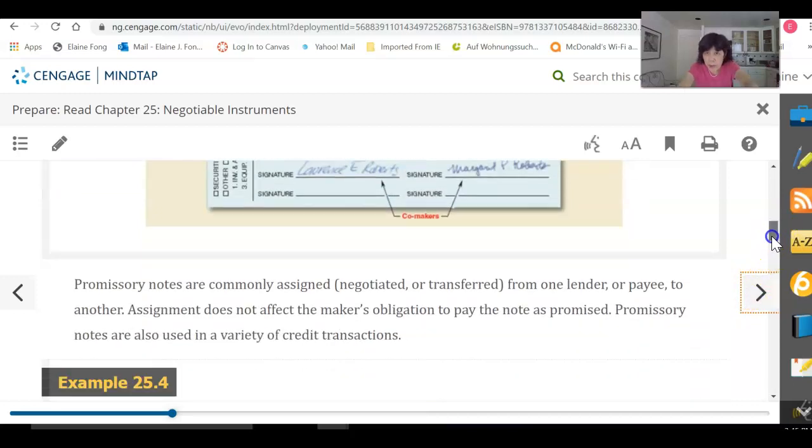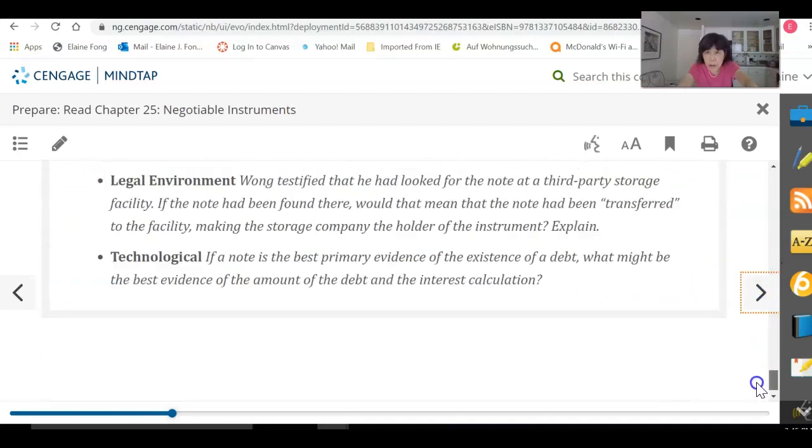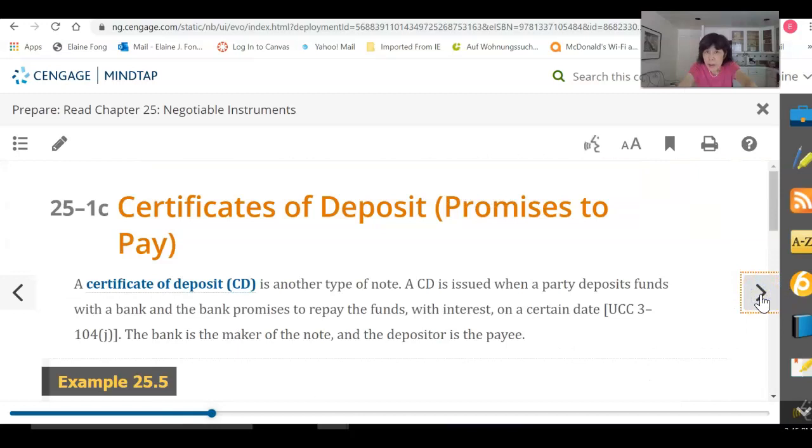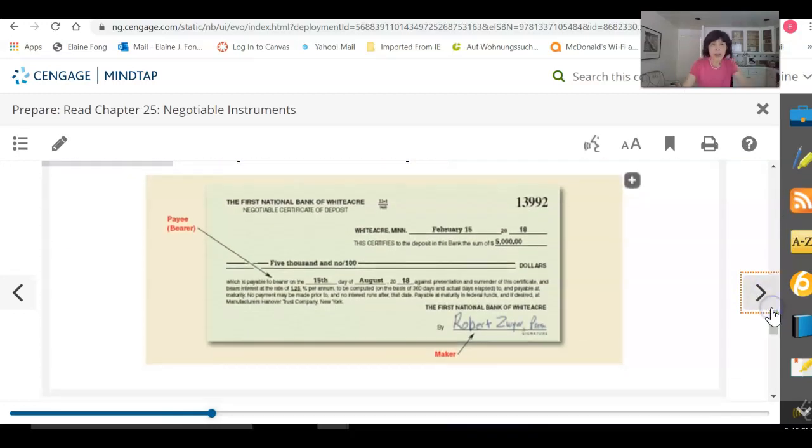Let me scroll down and see if I can find the certificate of deposit for you. I hope it's not hidden somewhere. Oh, I think here it is. Sorry, class. All right, just so you can see it here. Again, laid out very similarly to the promissory note. One maker, which is the bank, who accepted a deposit, and that's why the bank is signing as the maker, promising to pay the payee or the bearer. This is the customer, the bank customer. All right, so promissory note, certificate of deposit.